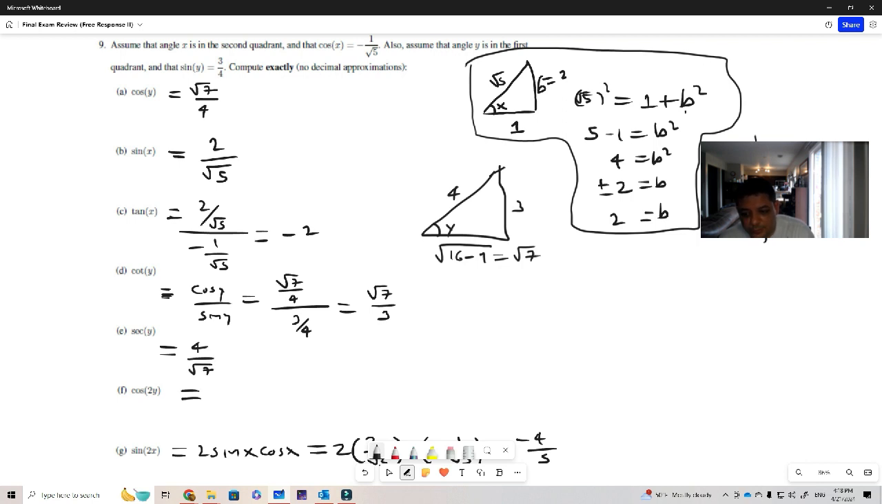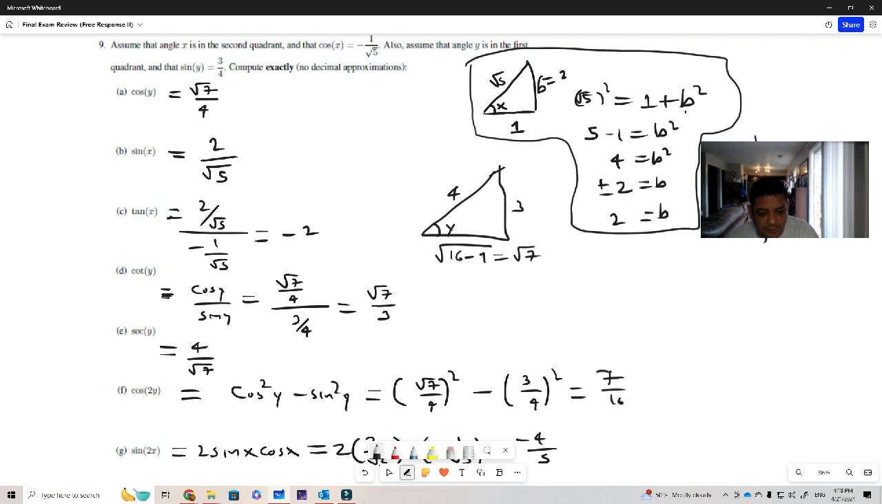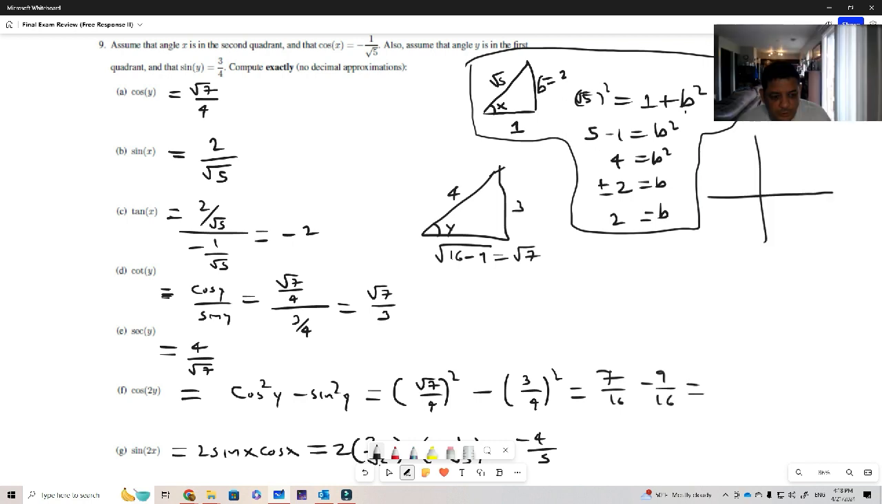Now the cosine of 2y is just cosine squared of y minus sine squared of y. Because I already have those two values, I just need to square them. So square root of 7 over 4 squared minus the sine, which is 3 over 4, squared. So this is going to be, of course, 7 over 16, and this is going to be 9 over 16. And so the answer here will be minus 2 over 16, which is minus 1 over 8.